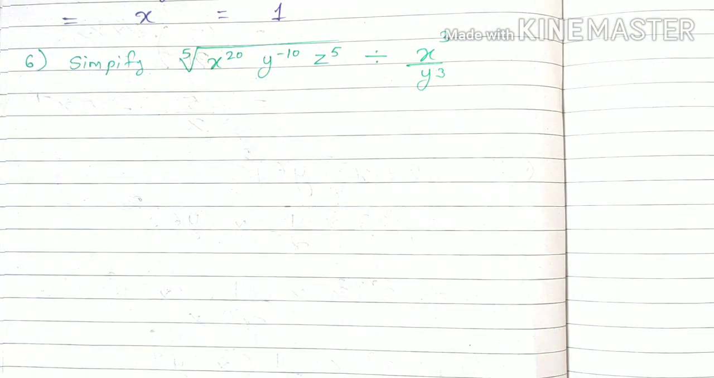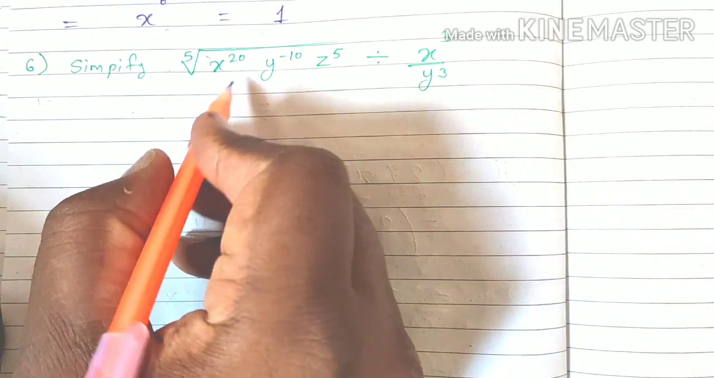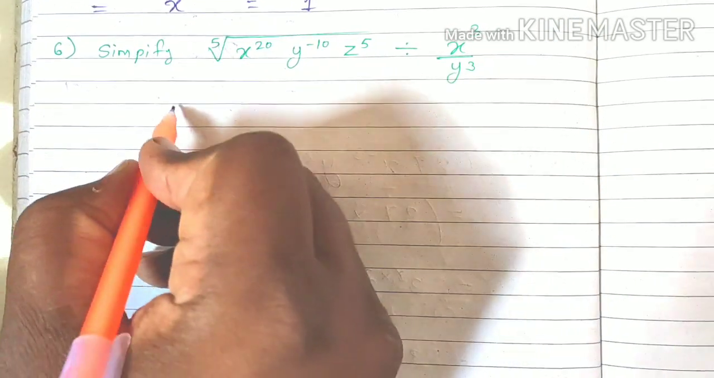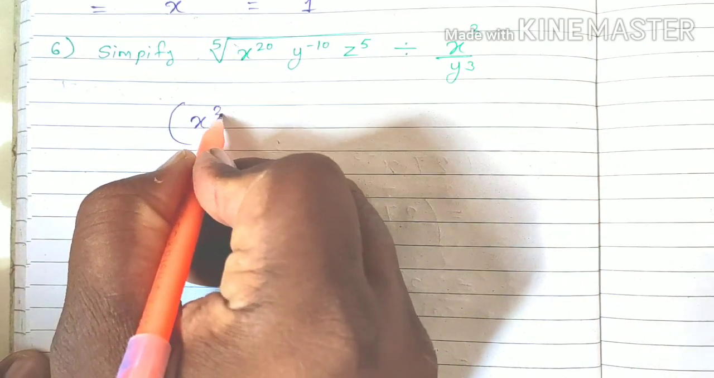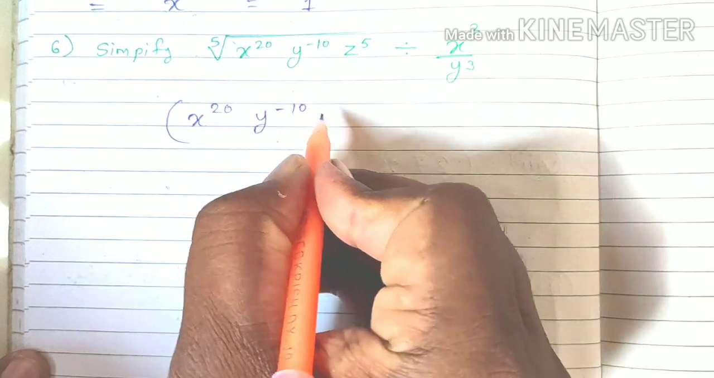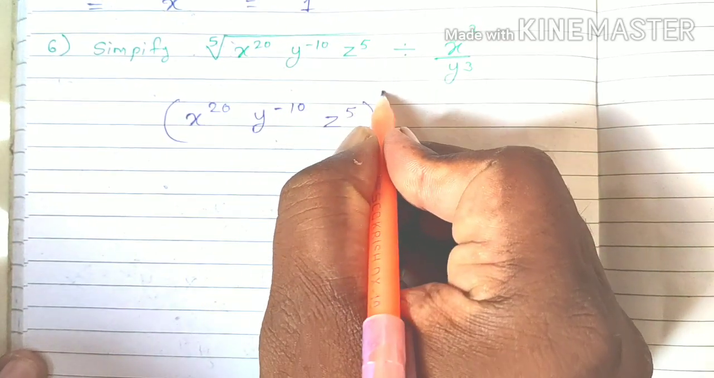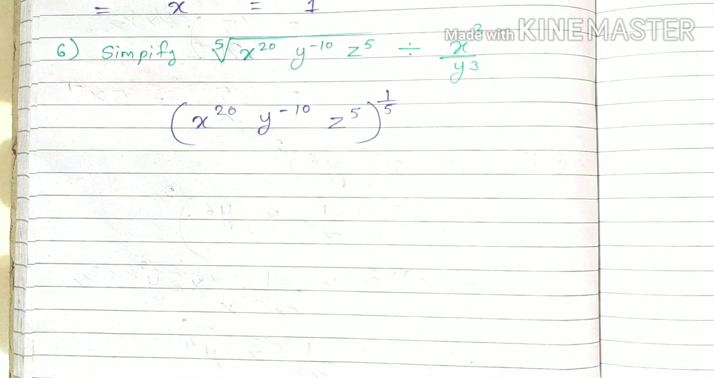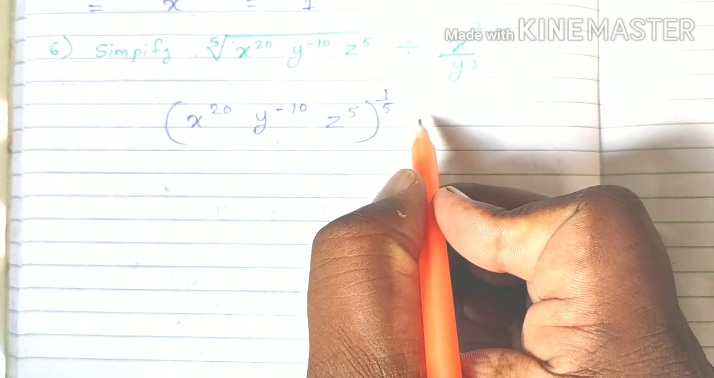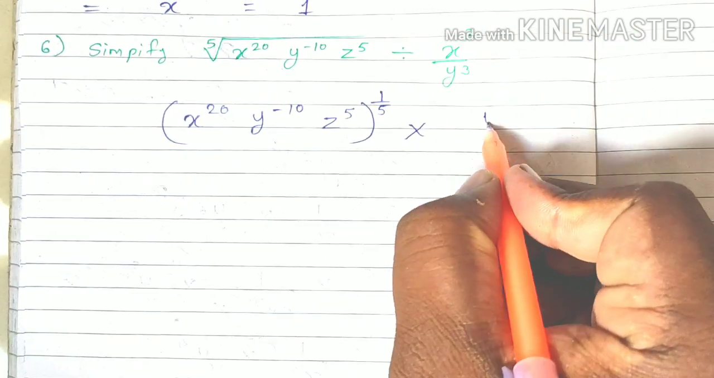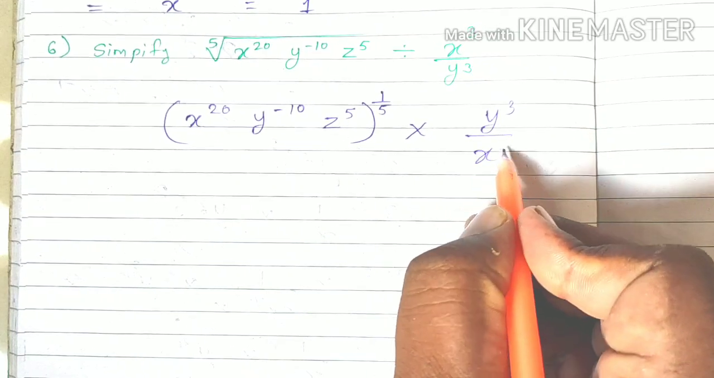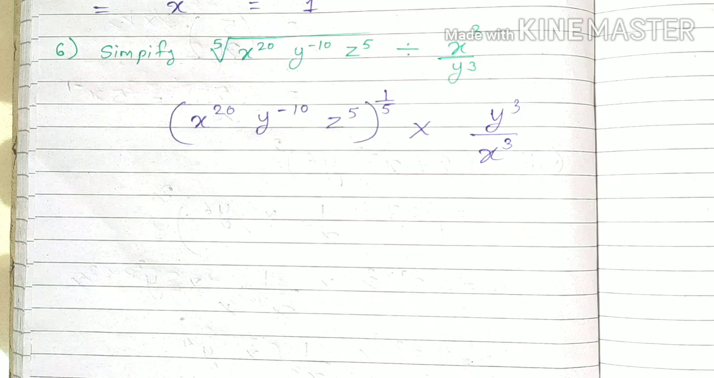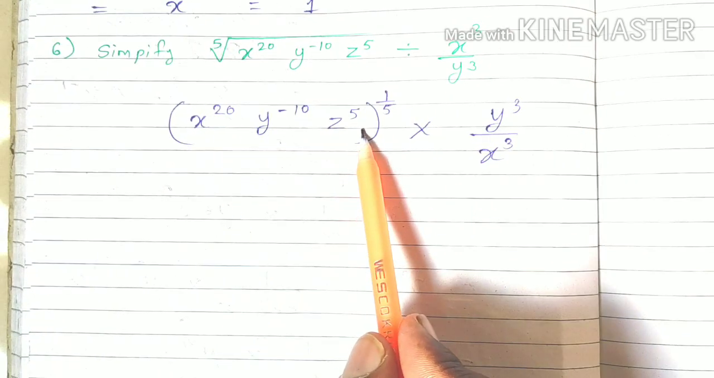So let us see this. The same thing we can write in this way: x raised to 20, y raised to minus 10, z raised to 5, and all this raised to 1 upon 5, because it is a fifth root, order is 5, divided by, since there is a division sign, we can make it a multiplication, and we can also take a reciprocal of this. Got it?